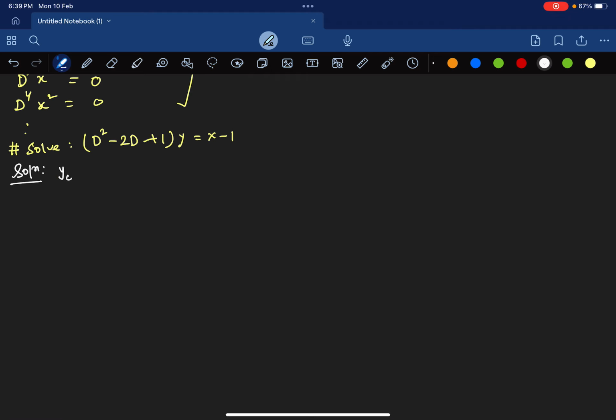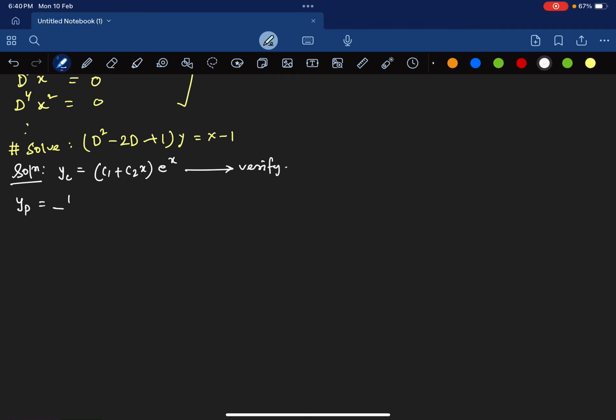CF and YC, it is going to be (C1 plus C2x) e power x. This thing you need to verify by writing the auxiliary equation and then solving it. Okay, you'll get the YC.